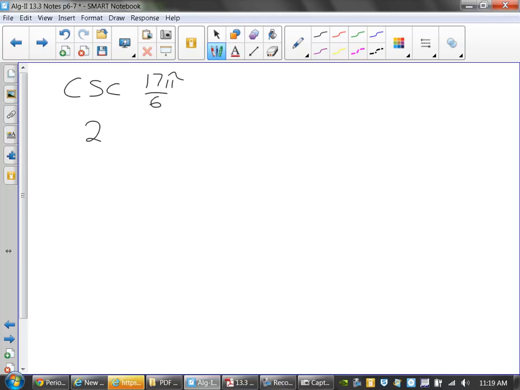And then how much is left? 2 and 5 pi over 6. So I'm still going to graph this like I would normally. One revolution. 5 pi over 6 is going to get me to the second quadrant.